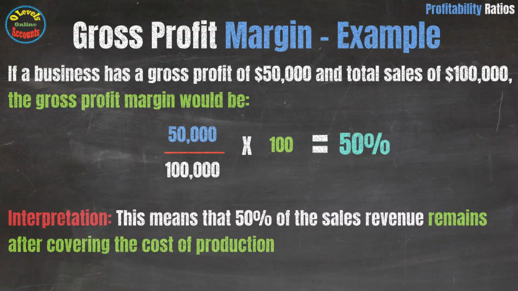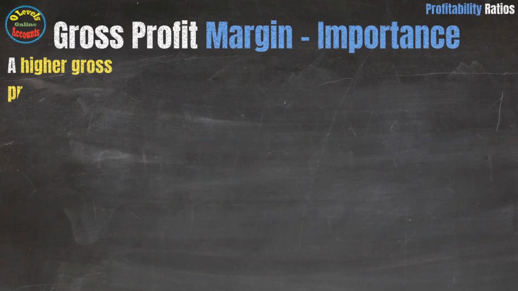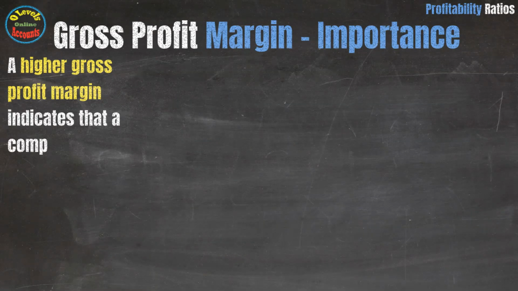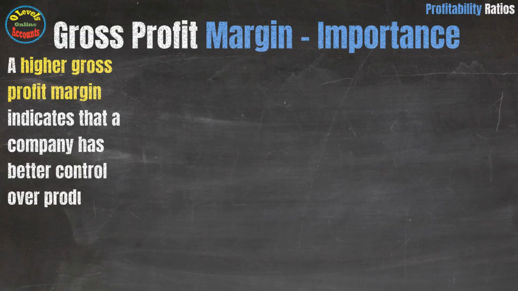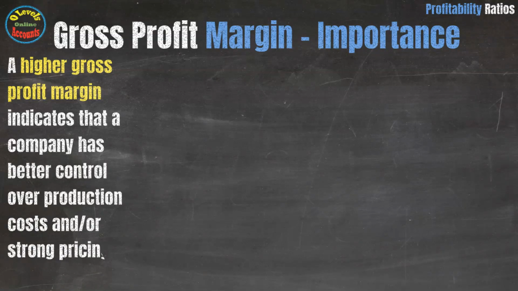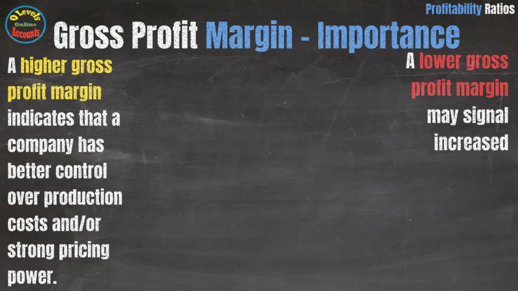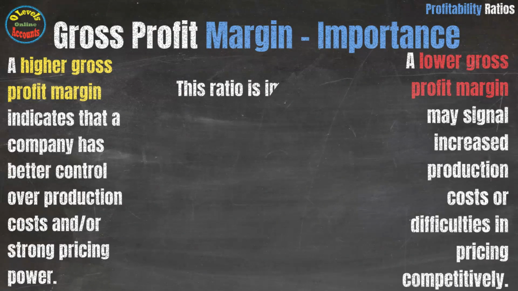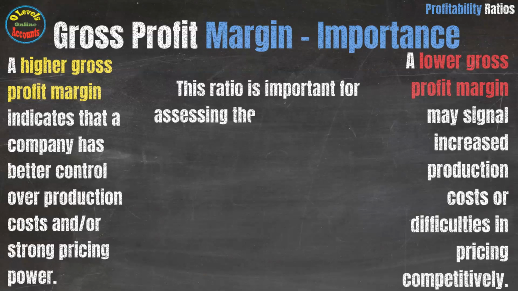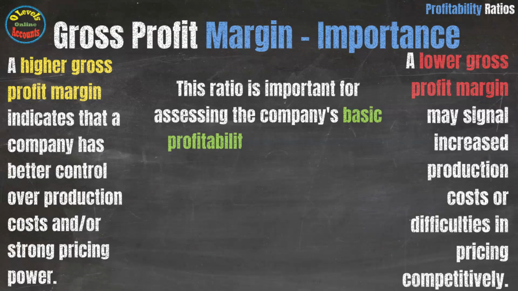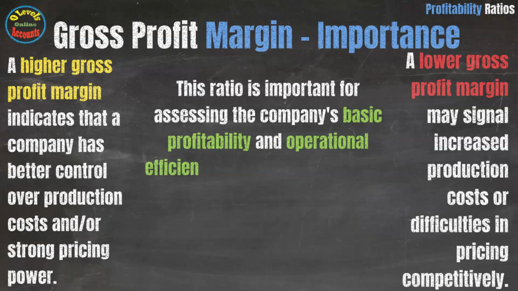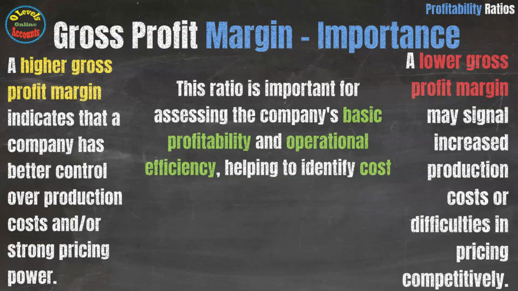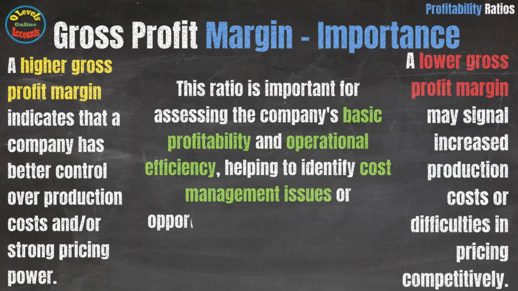Let's check its importance. A higher gross profit margin indicates that a company has better control over production costs and/or strong pricing power. A lower gross profit margin may signal increased production costs or difficulties in pricing competitively. This ratio is important for assessing the company's basic profitability and operational efficiency, helping to identify cost management issues or opportunities for pricing strategy improvements.